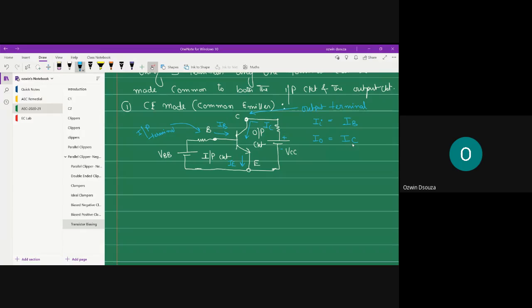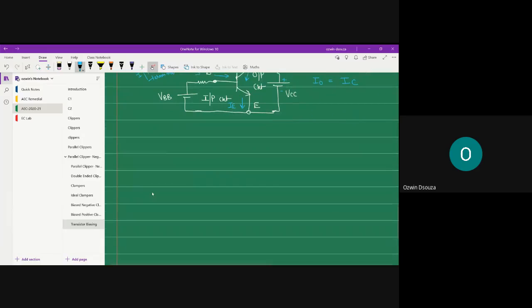I'm facing some problems with the laptop. My screen is flickering. Okay, fine. Now it is fine.